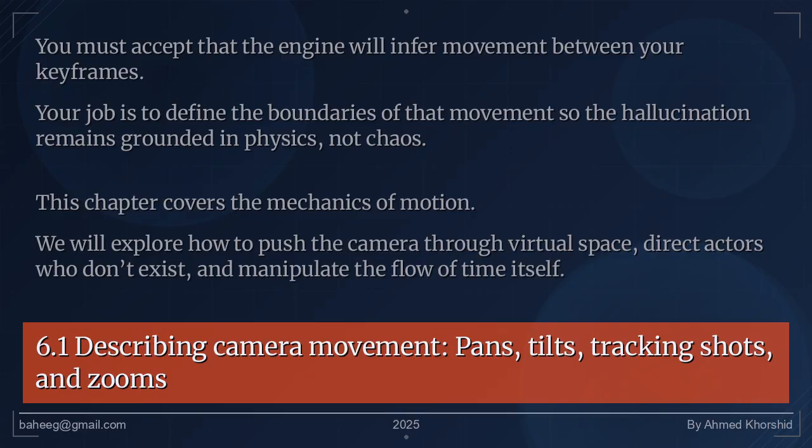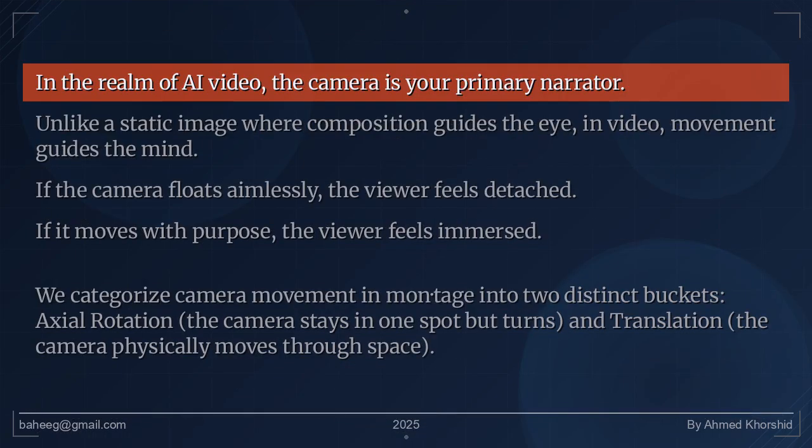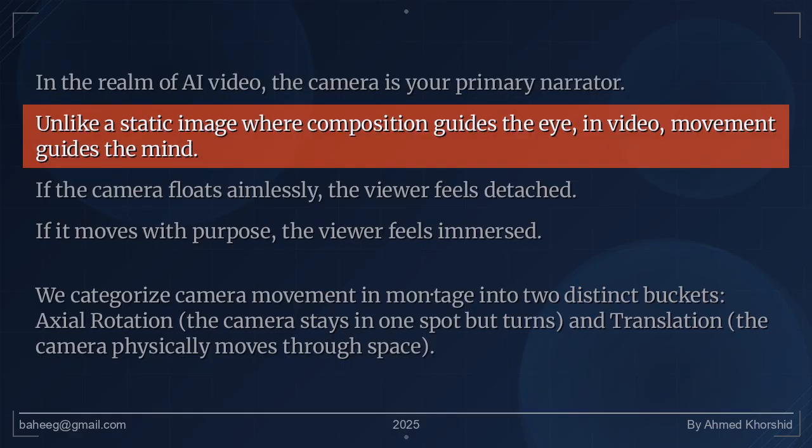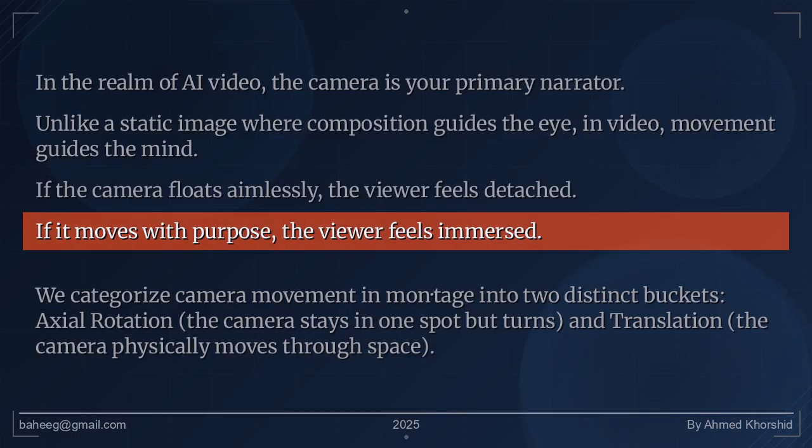6.1 Describing camera movement, pans, tilts, tracking shots, and zooms. In the realm of AI video, the camera is your primary narrator. Unlike a static image where composition guides the eye, in video, movement guides the mind. If the camera floats aimlessly, the viewer feels detached. If it moves with purpose, the viewer feels immersed.